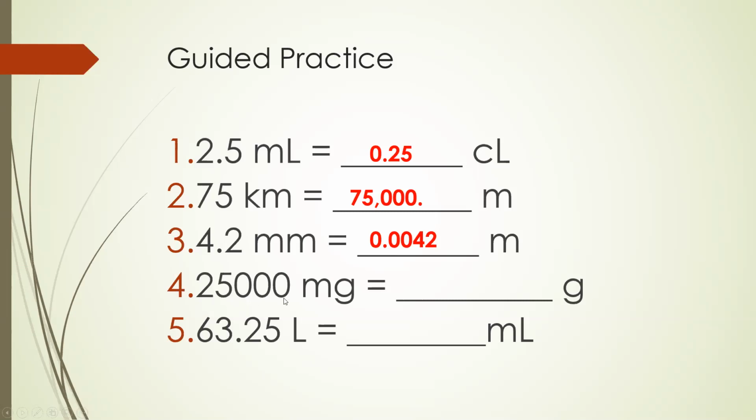Now this is 25,000 milligrams into grams. From milligrams to grams is 3 places, and my decimal is at the end right here. So I move it 3 places, 1, 2, 3. So 25,000 milligrams is just 25 grams. So liters, 63.25 liters into milliliters. Liters to milliliters, I'm going to go to the right. And if you are looking at the chart, it'll go 3 places. So it would be 63,250 milliliters.